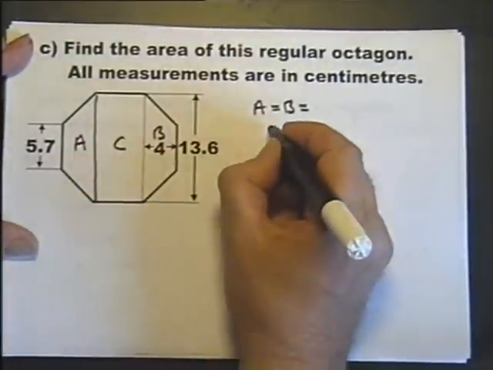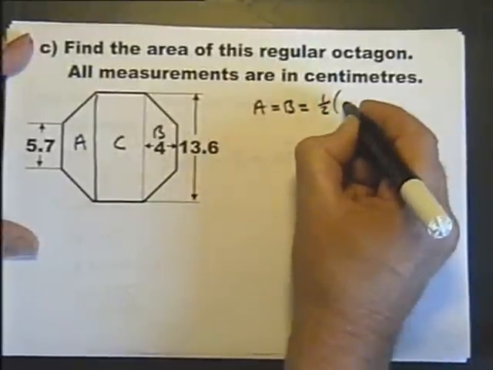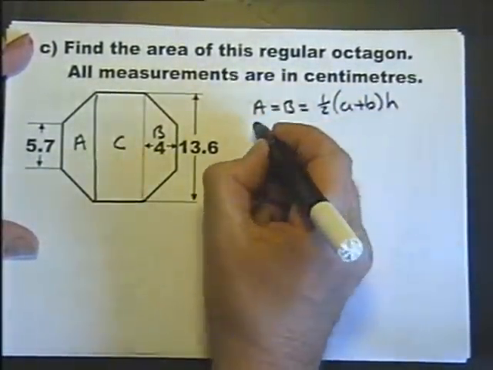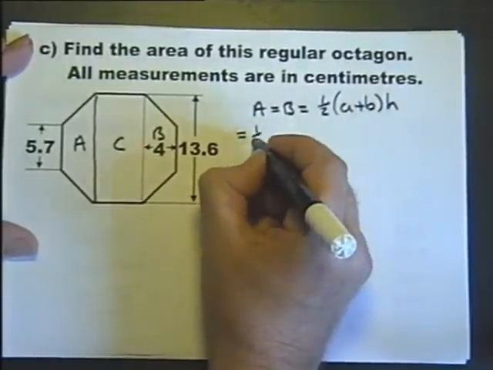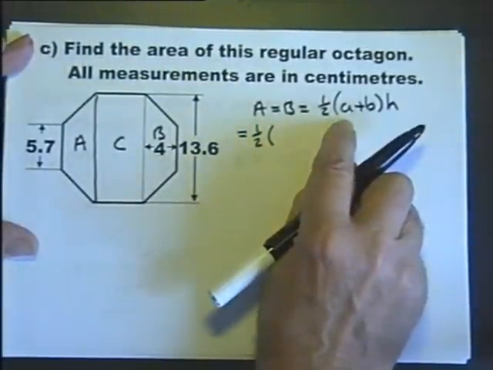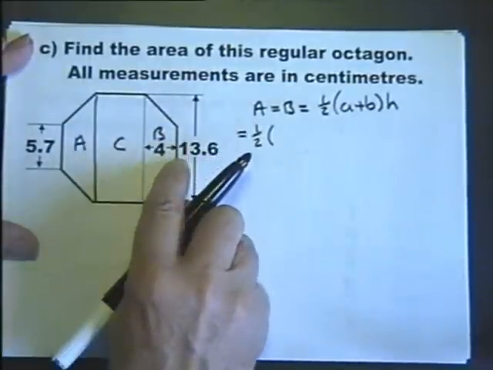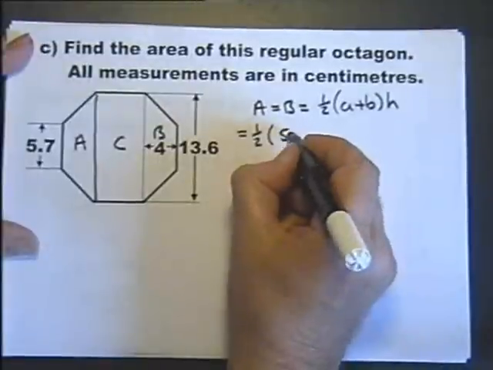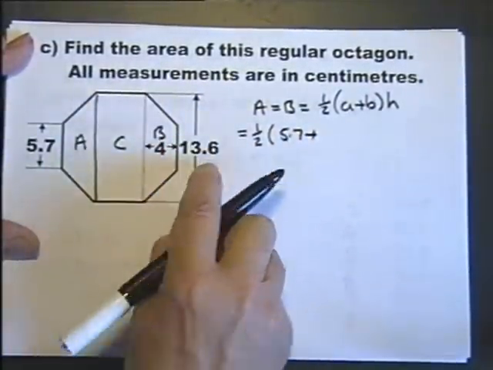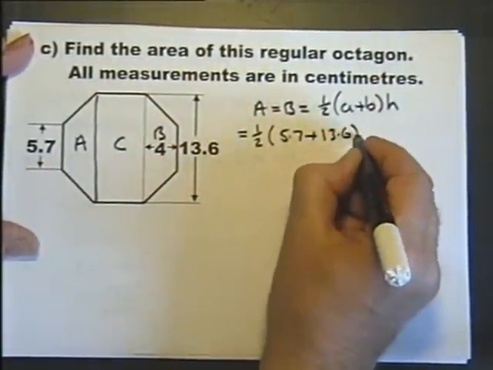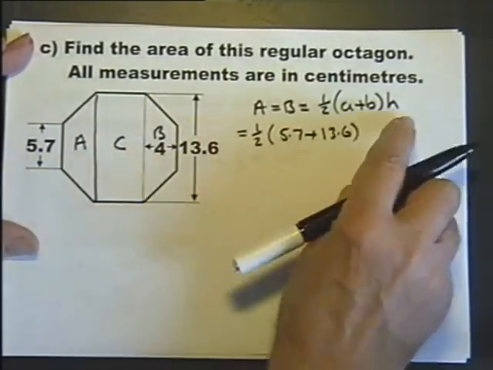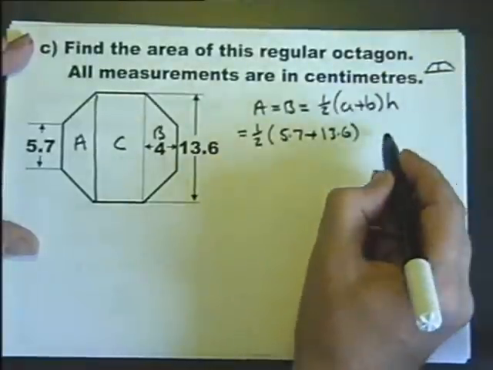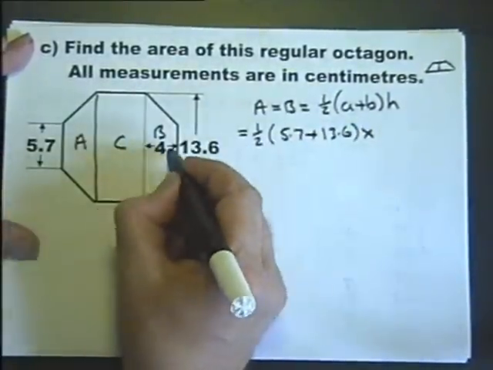They're trapeziums, and the area of a trapezium is half the sum of the parallel sides multiplied by the distance between them. Is that formula on your formula sheet? If not, you'd better learn it. The two parallel sides are this one here and this one here, so that is 5.7, and that is 13.6, multiplied by the distance between them. I put h for height. We usually draw a trapezium like that, so we're usually talking about the height. That's why it's an h, but it's that distance there.